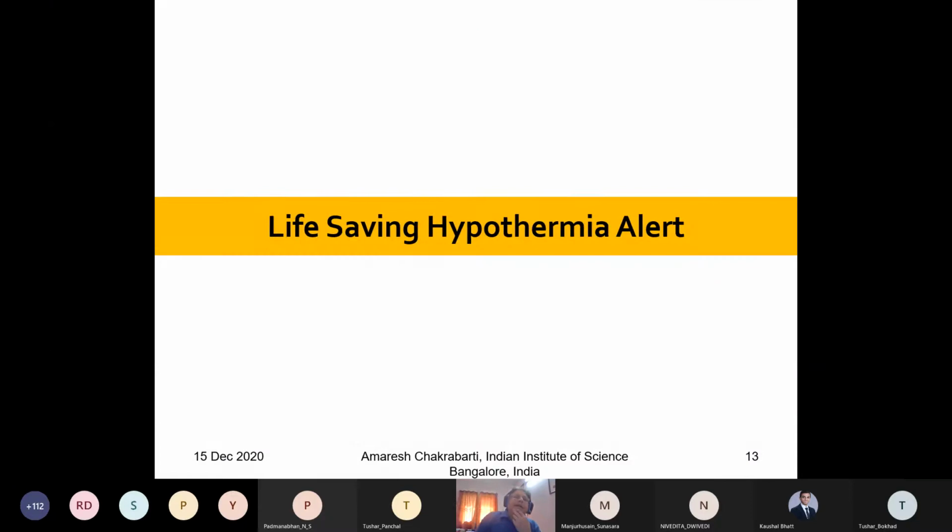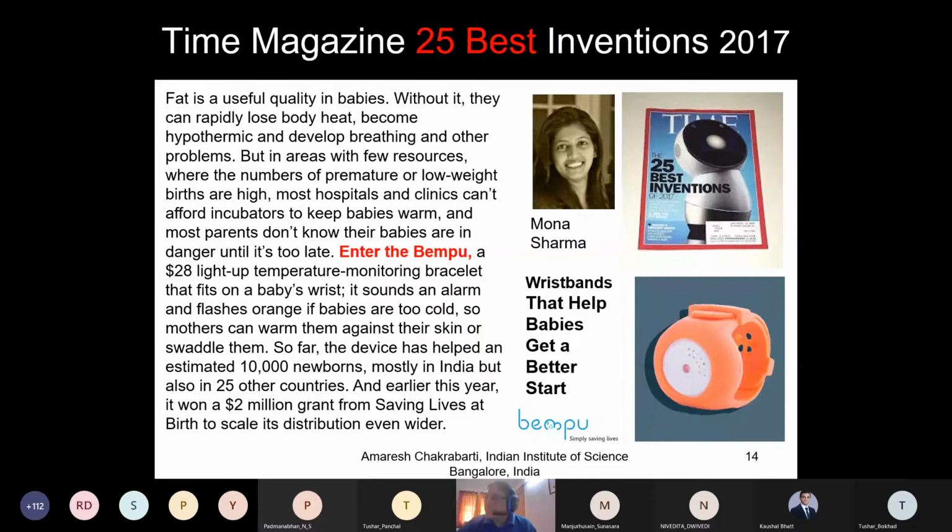This is another example, a life-saving hypothermia alert. Another student, Mona Sharma, who is the design head of a company based in Bangalore, and her group came up with a $28 temperature monitoring bracelet that can fit into a baby's wrist.